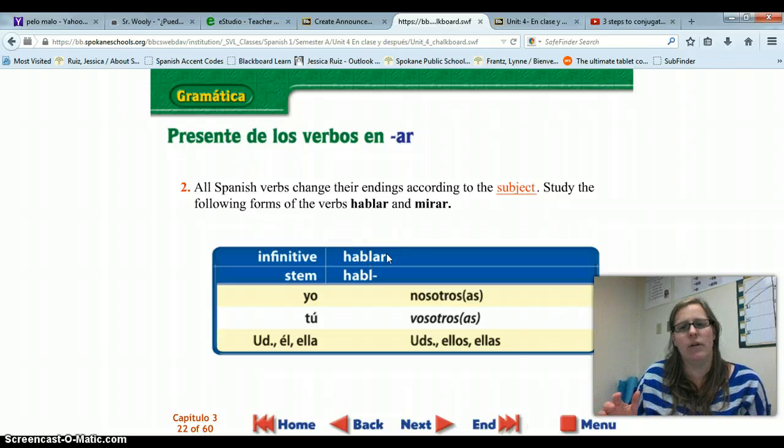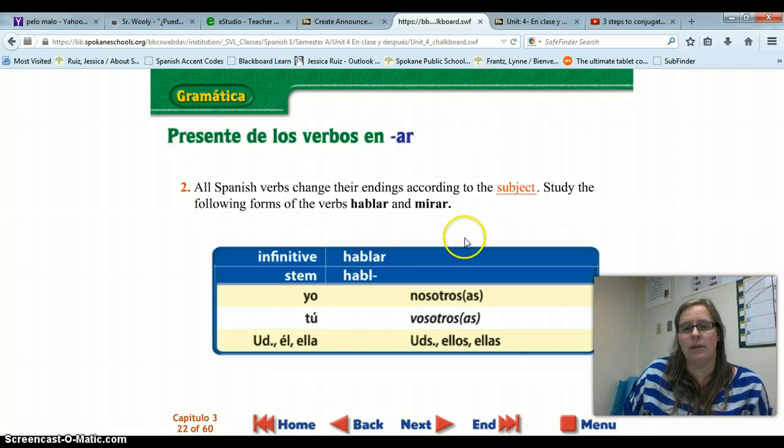So we have an infinitive here, hablar, right? We know our infinitive is the most basic form of the verb, and we know that our infinitive means to do something, right? In this case, to speak. So within our infinitive, we have what we call the stem. And so when you work with any verb in Spanish, you can take off the AR at the end. Whatever is left is what your stem is. So in this case, it's HABL, habl.